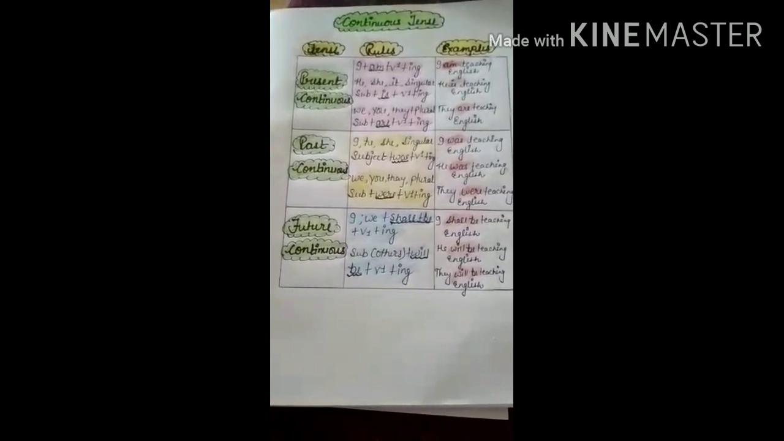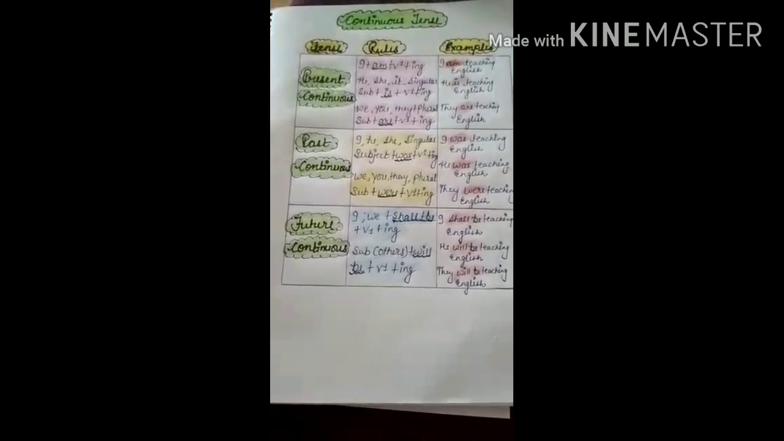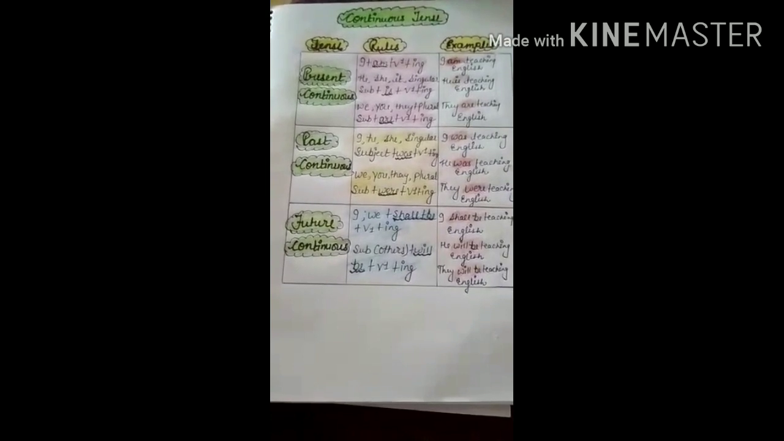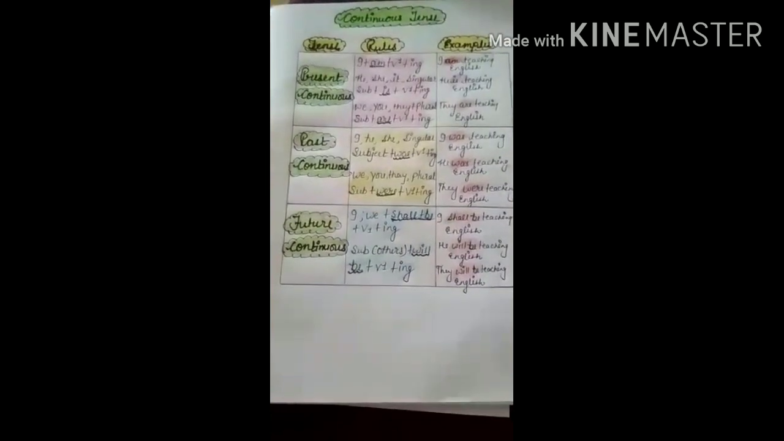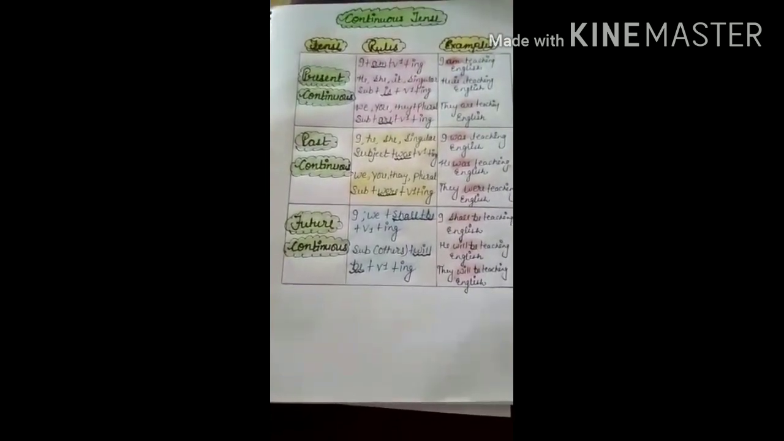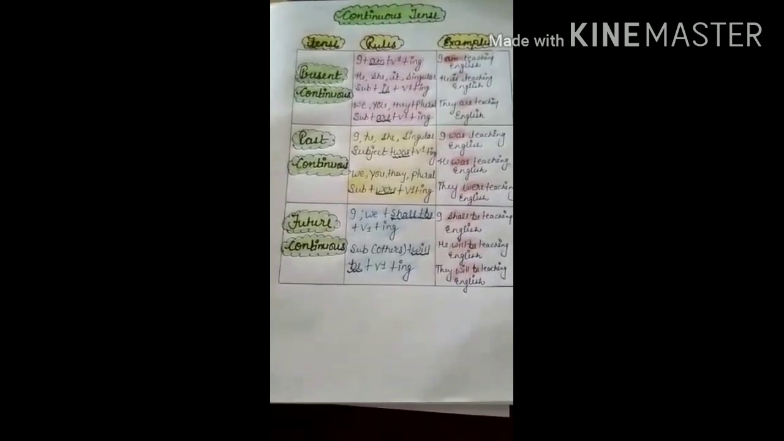Students, as I told you, tenses are divided into three parts: present, past and future. And we will discuss continuous tense in three parts: present continuous, past continuous and future continuous. First of all, we will discuss present continuous tense.